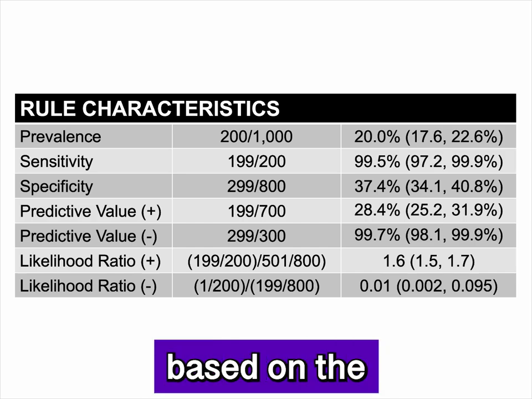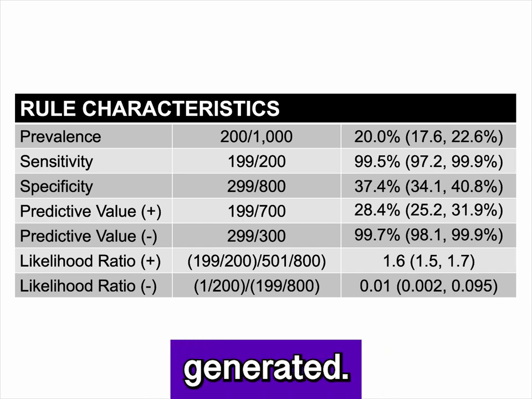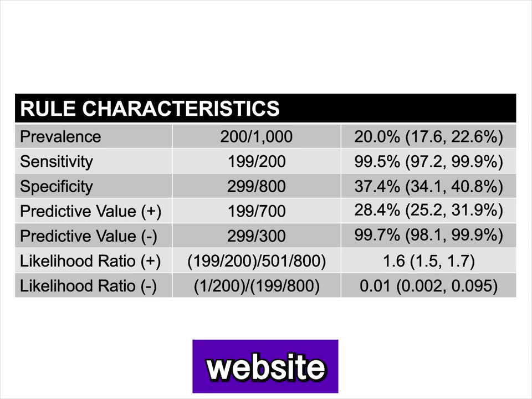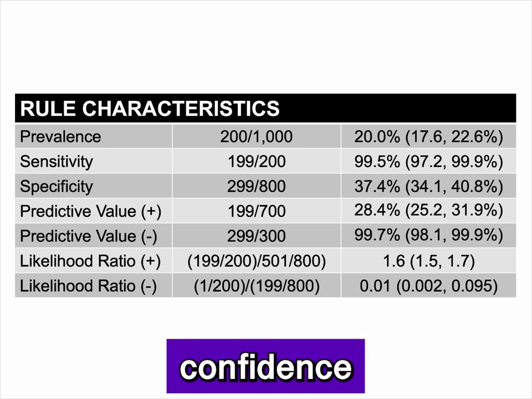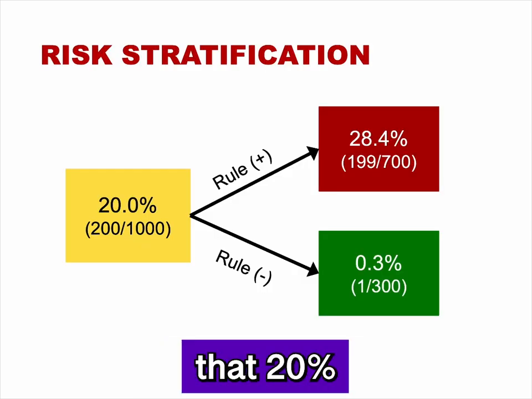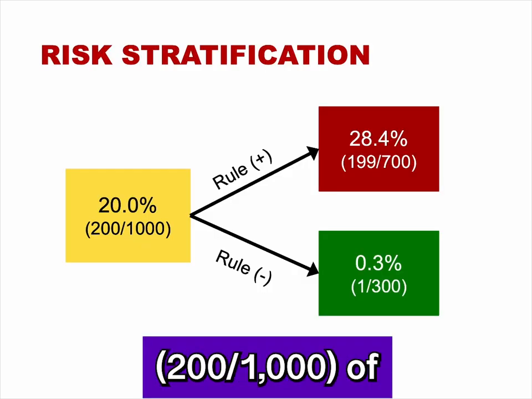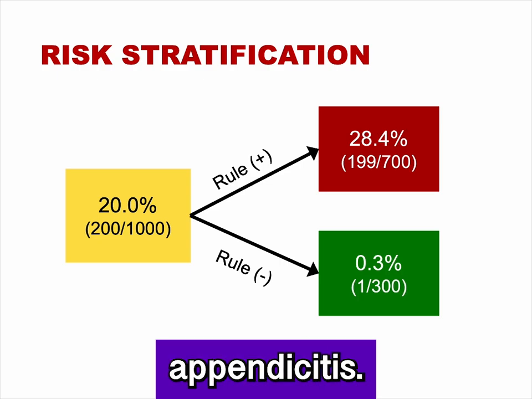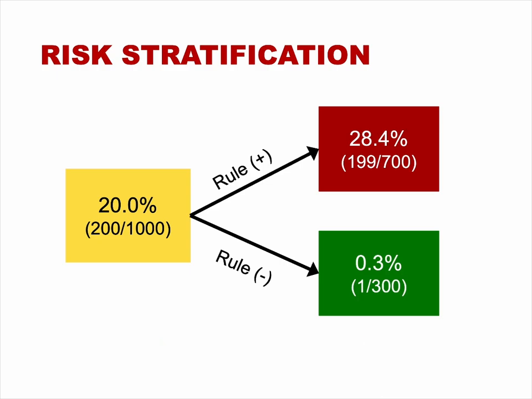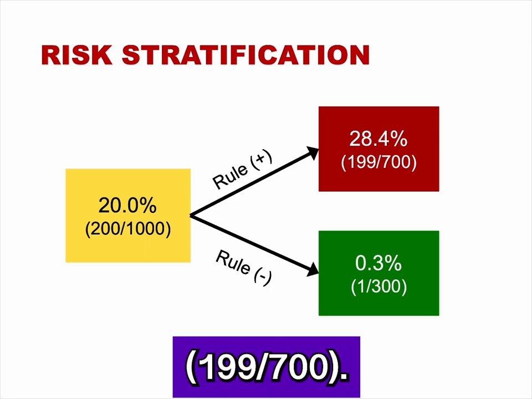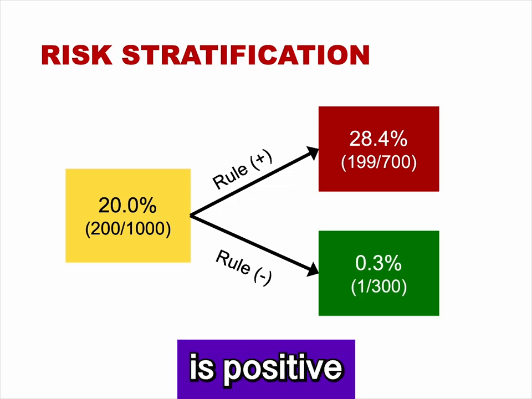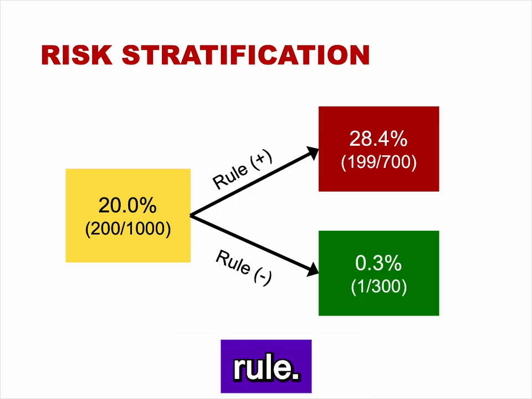These are the rule characteristics based on the 2x2 table that we just generated. I used the diagnostic test calculator from the Center for Evidence-Based Medicine website to calculate the 95% confidence intervals for each of the rule characteristics. We have determined that 20%, 200 out of 1,000, of the patients in the study had appendicitis. If the rule was positive, the risk of appendicitis was 28.4%, 199 divided by 700. This is the post-test probability of appendicitis if the rule was positive, from the predictive value of a positive rule.